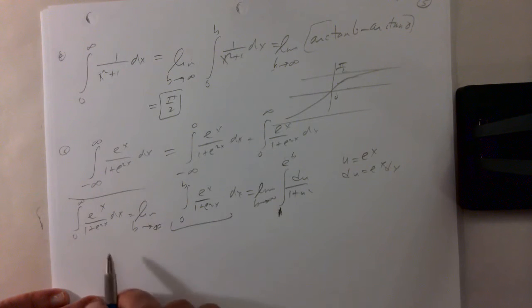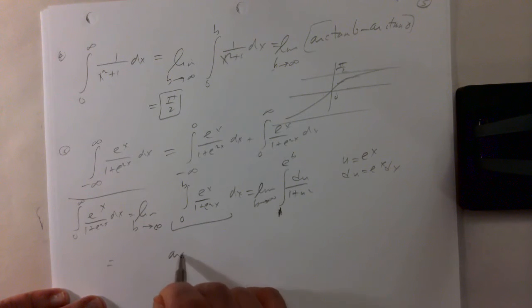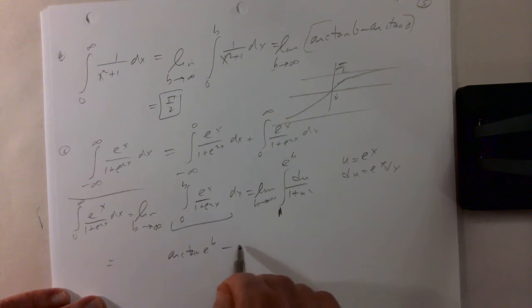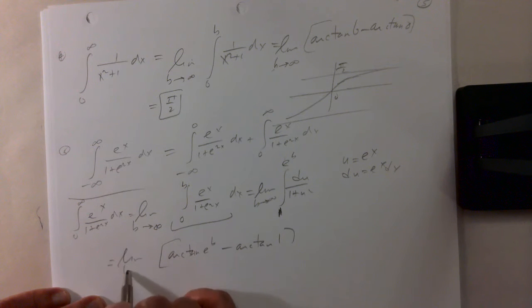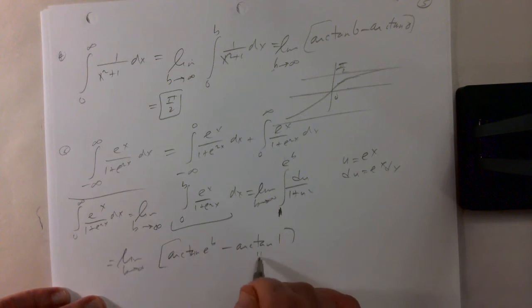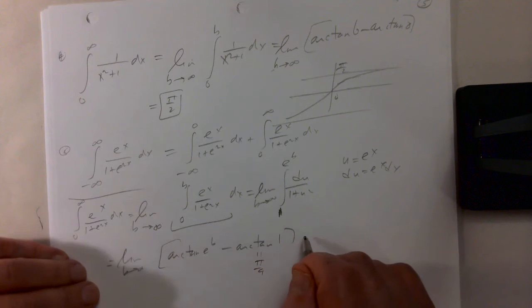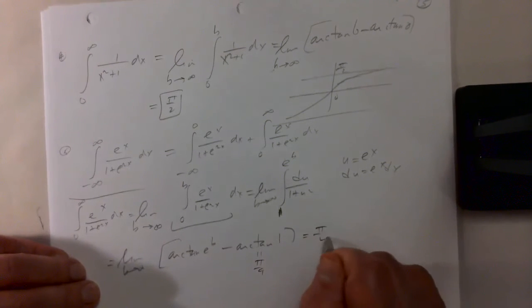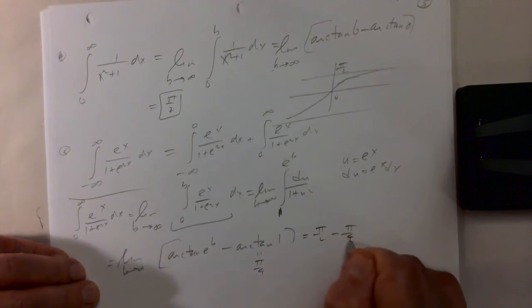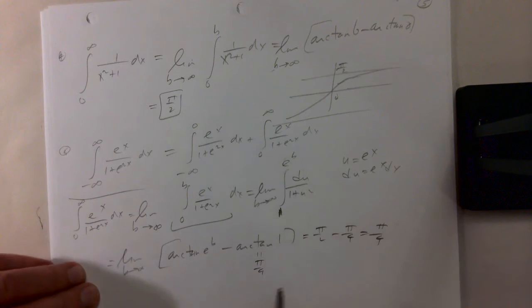This integral is just the arctangent. So this is the arctangent of e to the b minus arctangent of 1. Arctangent of 1 is pi over 4. As b goes to infinity, the arctan of e to the b approaches pi over 2. So we get pi over 2 minus pi over 4, which equals pi over 4.